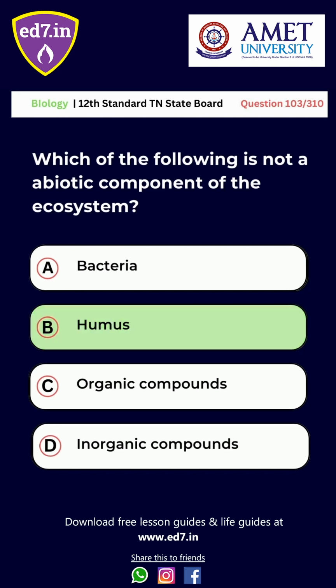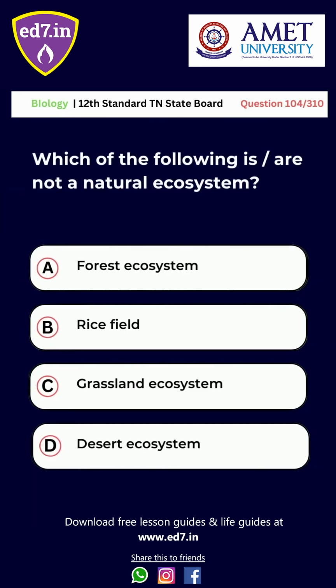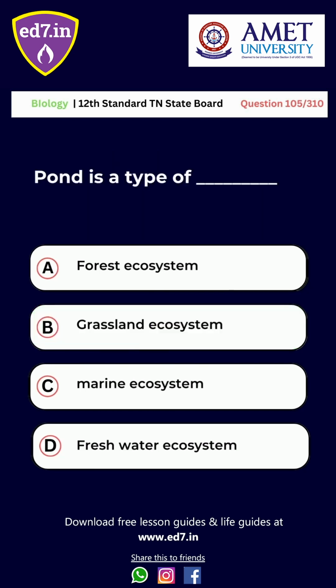Humus. Question number 104. Which of the following is not a natural ecosystem? A, forest ecosystem; B, rice field; C, grassland ecosystem; D, desert ecosystem. And the answer is option B, rice field. Question number 105. Pond is a type of: A, forest ecosystem; B, grassland ecosystem; C, marine ecosystem; D, freshwater ecosystem. And the right answer is option D.